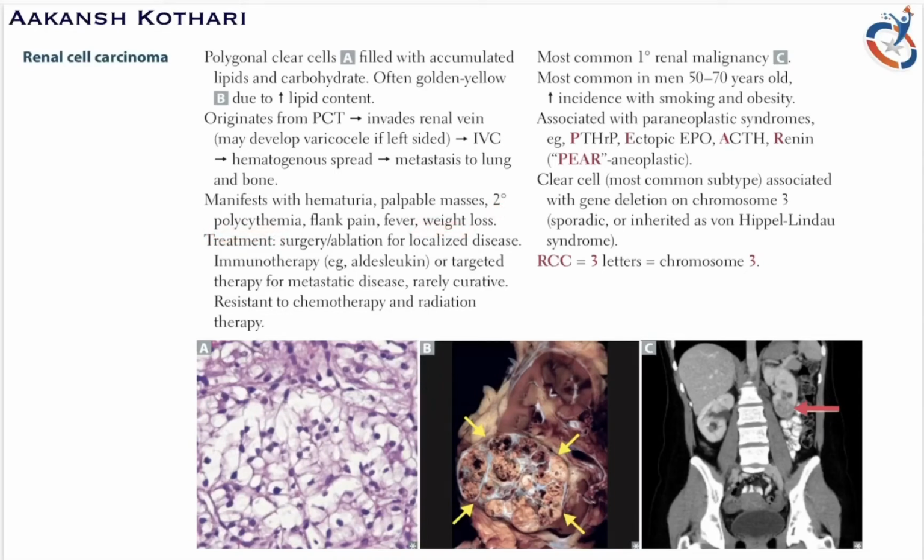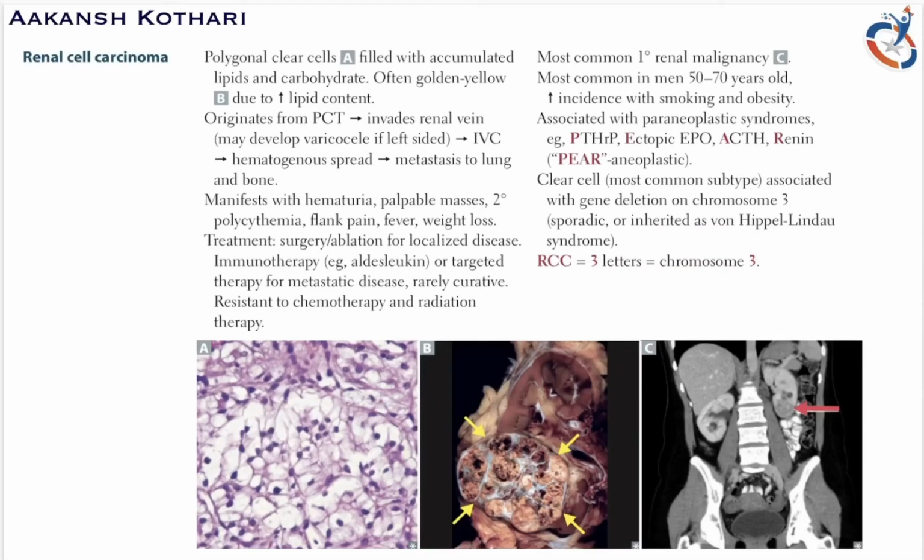Now, clear cell carcinoma is associated with gene deletion on chromosome 3. Hence it can be sporadic, due to smoking and obesity, or it can be inherited as VHL syndrome, that is von Hippel-Lindau syndrome. Is it clear? It is associated primarily with chromosome number 3. Am I clear?